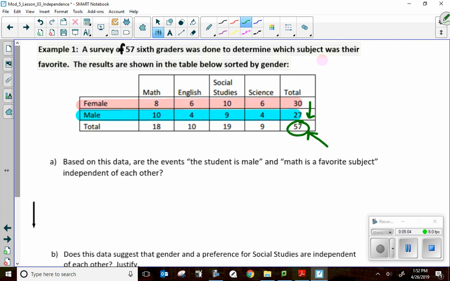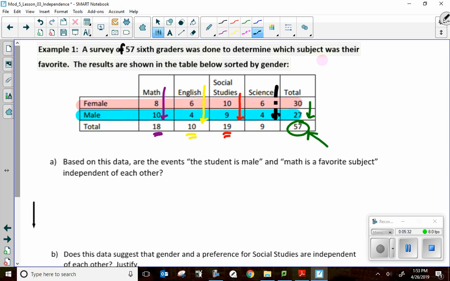And now, here are all the math. 5 girls, 10 boys. It's a total of 18. Here is the English. 6 female, 4 male. That's a total of 10. Social studies, 10 female, 9 male. It's a total of 19. I don't know how I set it up so social studies was more than math, but we'll just fly with that for now. And last but not least, we have science in the mix.